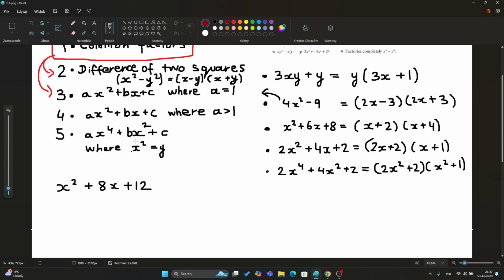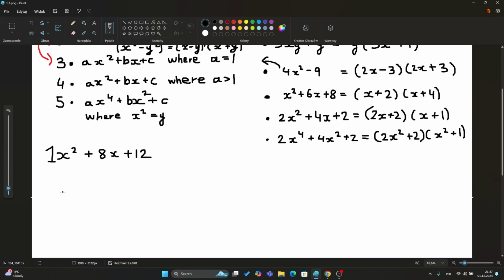The value of a matters. In this case, it's 1. But if it was 2, we would need to use another method. But first of all, we need to find out how to factorize using the first method.